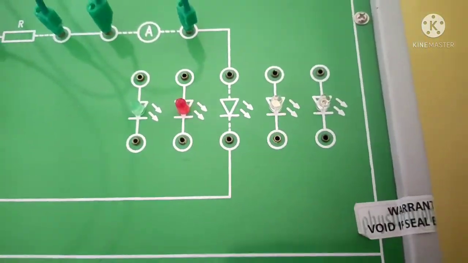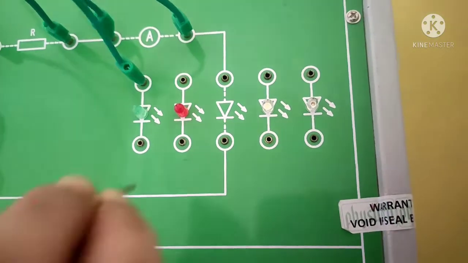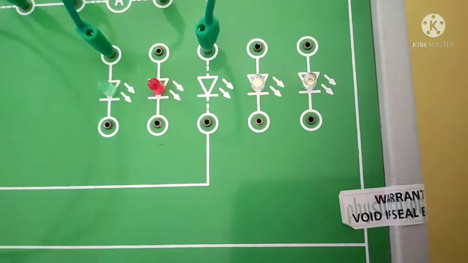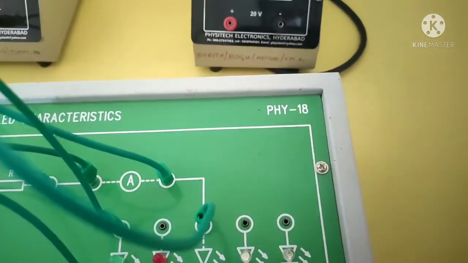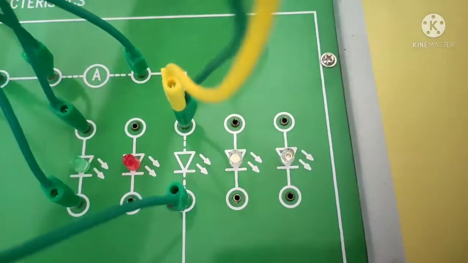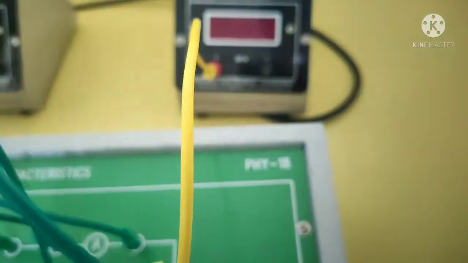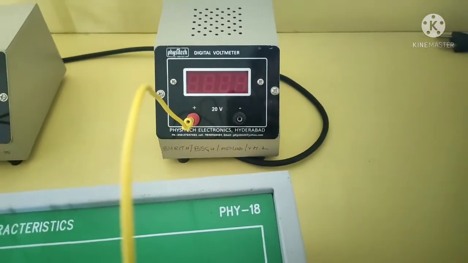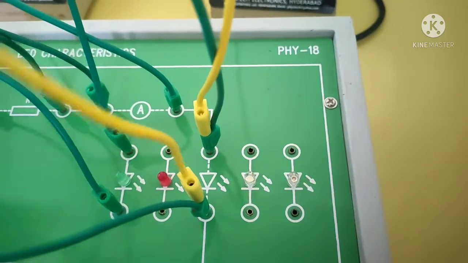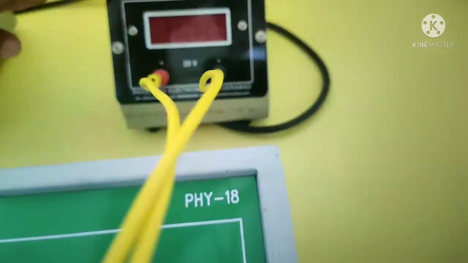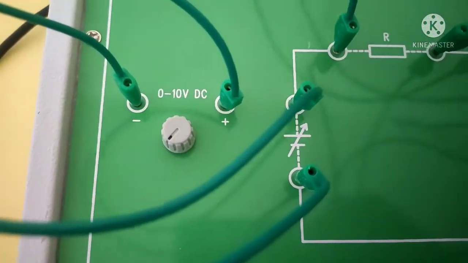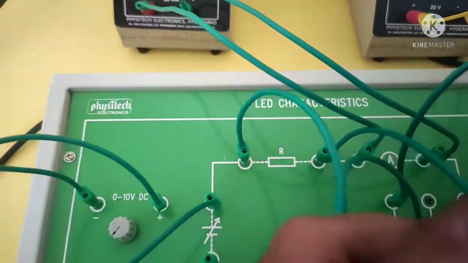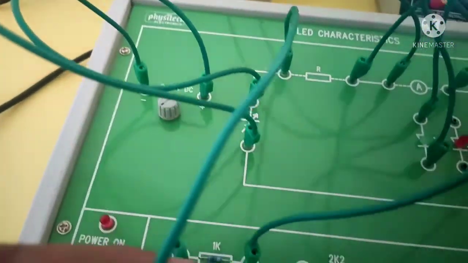In the place of LED we have chosen one LED, the green LED. In the present experiment we are measuring the green LED IV characteristics. For this we have chosen the green LED and we need to calculate the voltage across the LED. That is what we take in the voltmeter across the LED. These are the connections to measure the IV characteristics of LED.